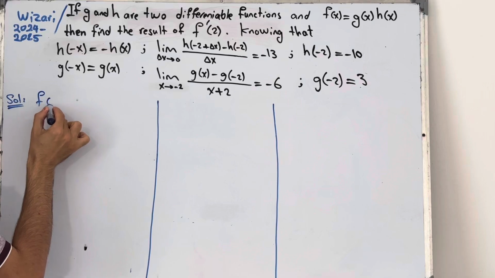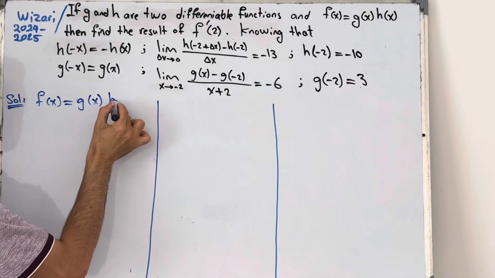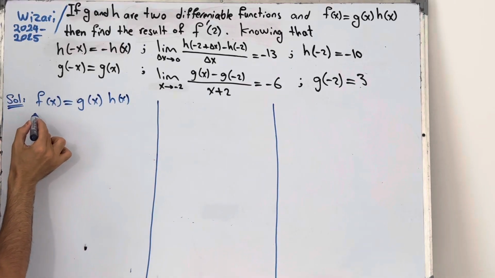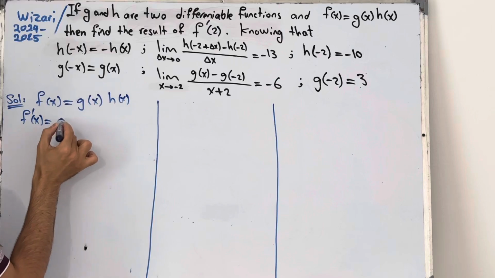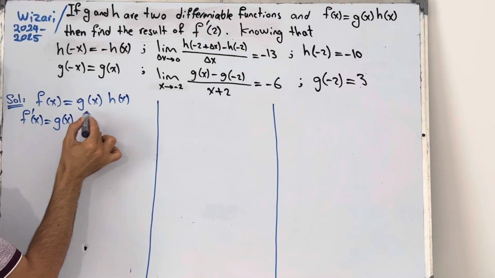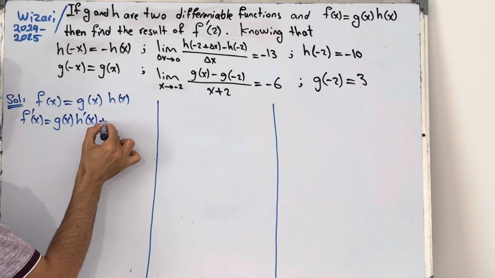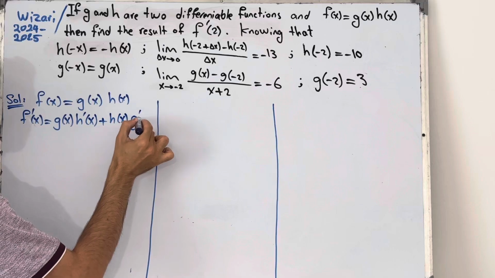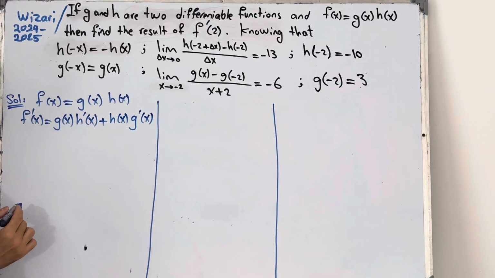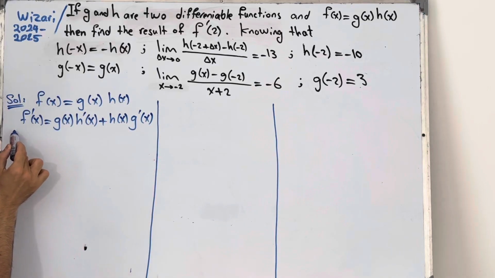Let us write f of x equals g of x times h of x. The product rule: f prime is the first function as it is times the derivative of the second function, plus the second function as it is times the derivative of the first function. Now we need to find the derivative at 2, so replace each x by 2.